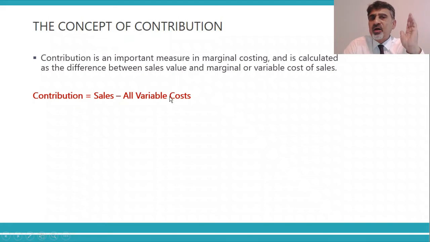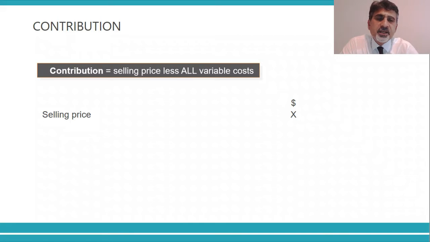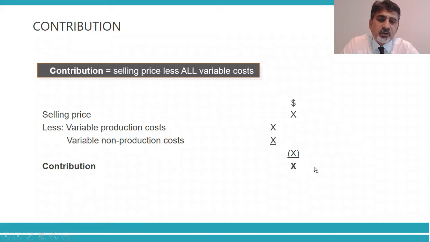So whatever variable costs you have, maybe they are production, maybe they are non-production. Contribution is selling price less all variable costs. You've got selling price X dollars, then you have variable production cost and you have variable non-production cost. You subtract both of them, what you get is contribution. Now that's not your pure profit.